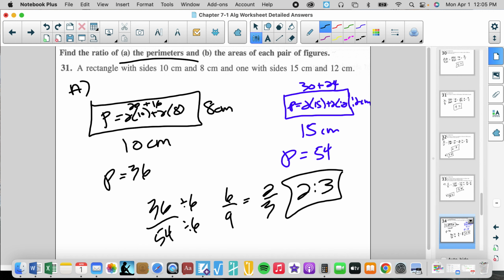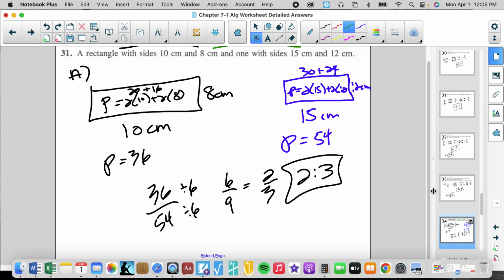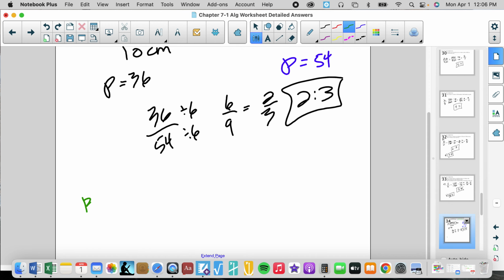And now, part B. Part B is area. Love it. This is a great question. So, B, area of the first one.